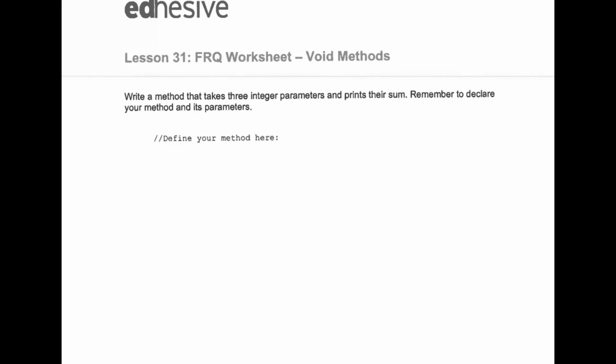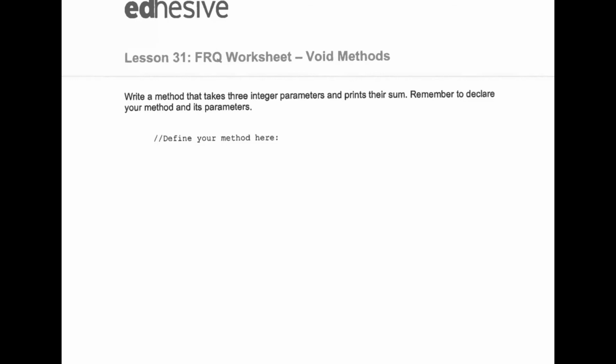All right, so we have our FRQ practice. Remember, these are just little parts of FRQs that we could see on the AP test. Here we want to write a method that takes 3 integer parameters and prints their sum. Remember to declare your method and its parameters. For this, we just want to literally translate English into Java.